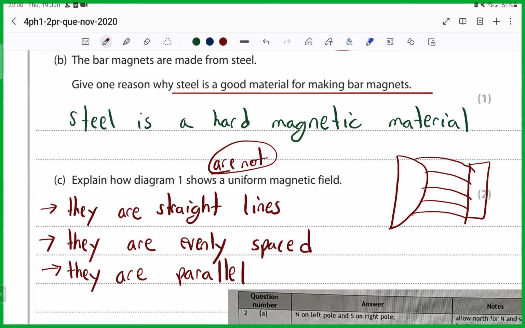So you have to be prepared for questions from any direction. You can't just memorize that they are straight lines, evenly spaced and parallel. In this case, if you had written this answer, you would have gotten straight 0, because they asked why this diagram doesn't show magnetic field lines which are uniform. If you write the condition for uniform, you won't get the mark. You just have to write not in front of all.